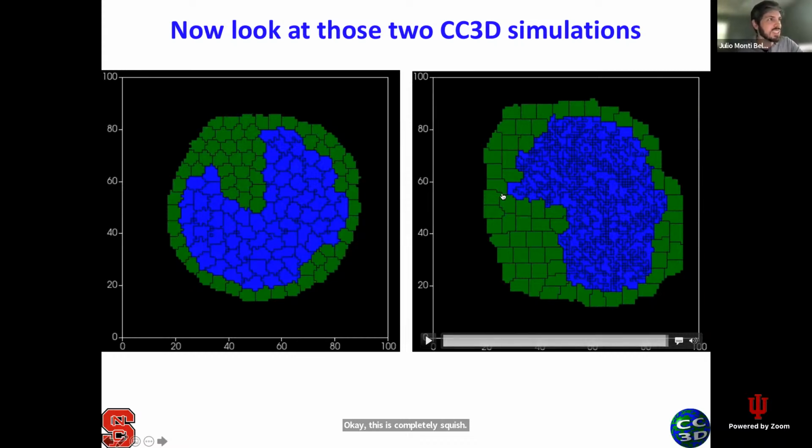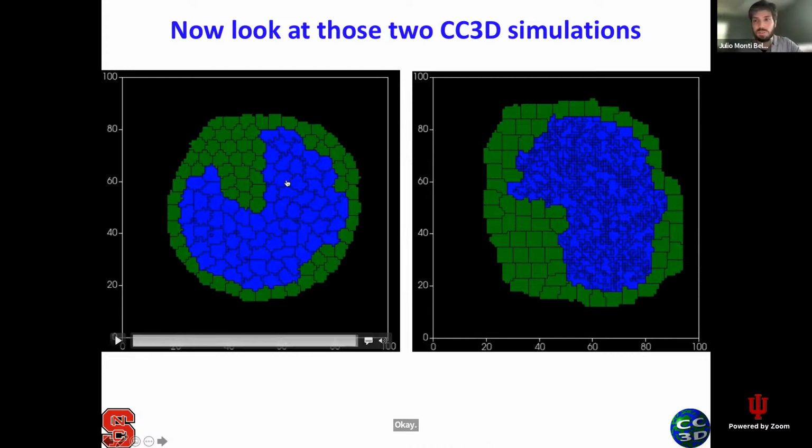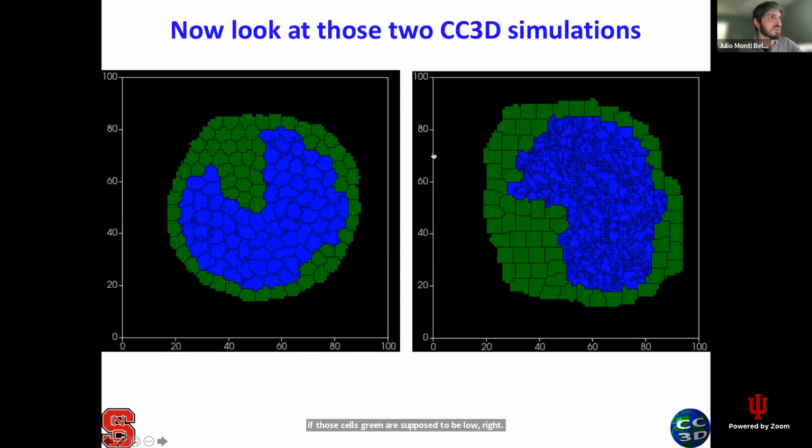But if you look at this cell here, that's not by itself a bad cell shape if you're modeling highly cuboidal cells that exist in epithelium, okay? So maybe if those green cells are supposed to be epithelial, in a cuboidal type, maybe this is more wrong than this, okay?